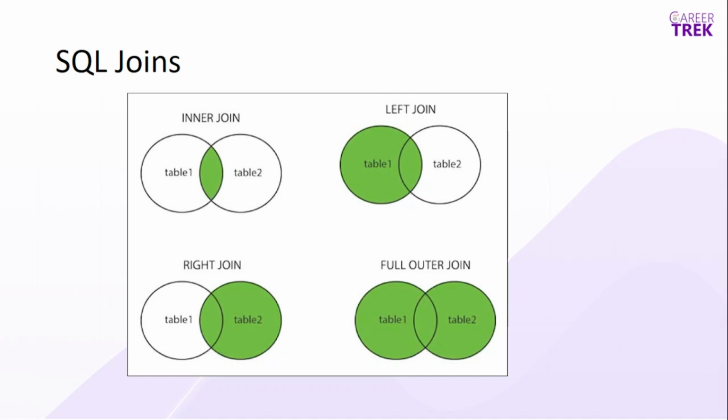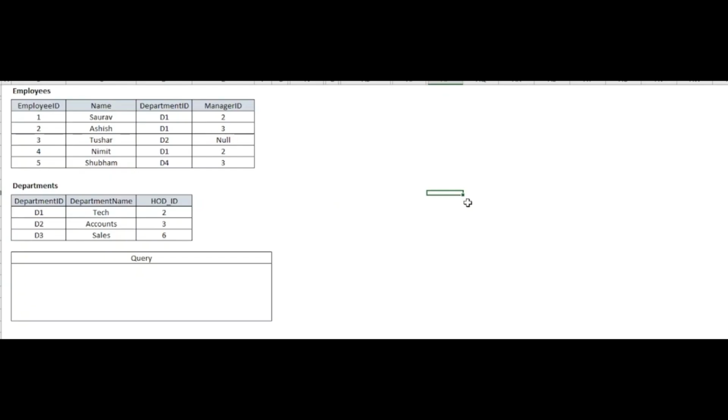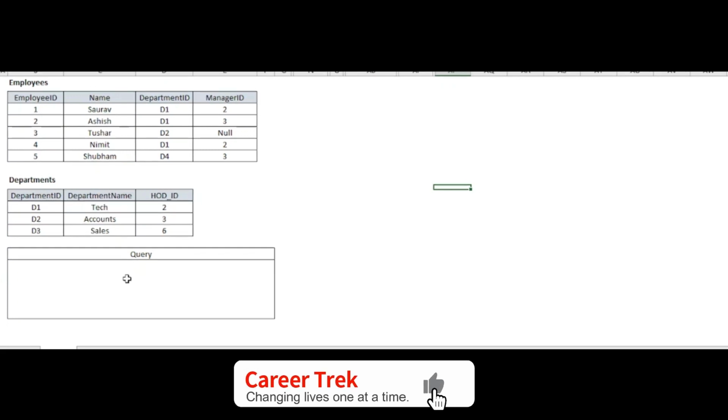Now let us understand this better with the help of examples. Over here we have two tables. The first table is the employees table and the second table is the department table. In the employees table, we have the employee ID, name, department ID and manager ID fields. Over here we just have department ID in this table. Now we need to know the name of the department for the corresponding employees. For that we'll have to take the department names data from the second table, that is the department table. For this we can take help of joins.